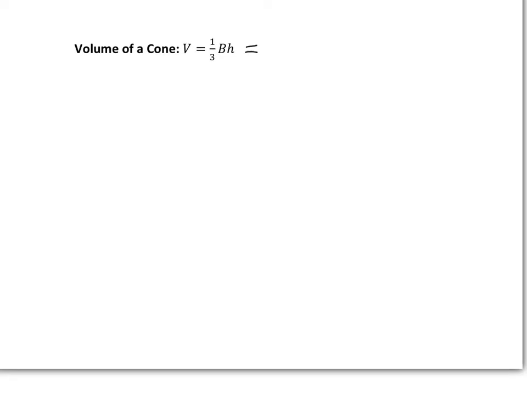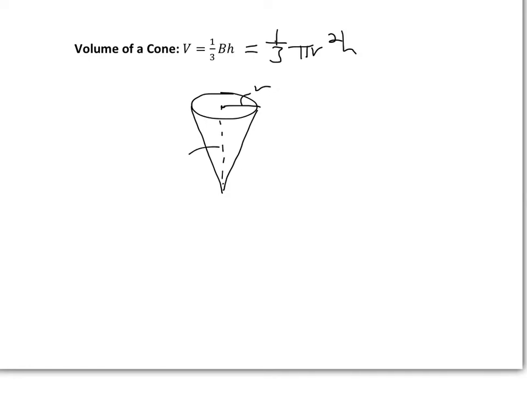Remember that the area of the base is pi r squared, so we've got 1/3 pi r squared h. So we don't have to worry about slant height, luckily for these. That's only for surface area. This one is just going to be the height of the whole thing and the radius. This is an example of a cone, it's just upside down. We've got the radius and the height. Let's just dive right into examples.